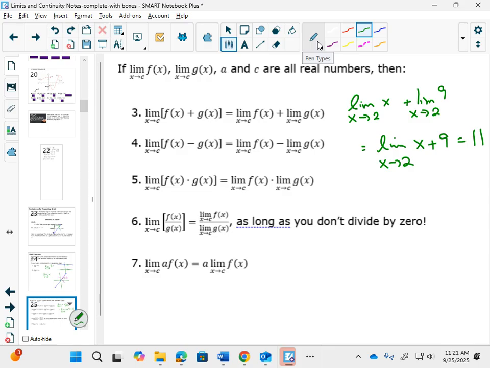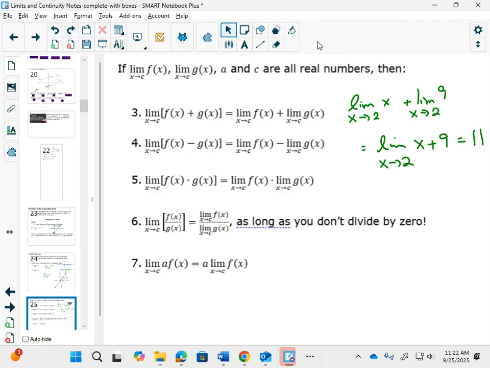Limits you're allowed to break up. You're not ever going to write that out. You probably just do this one in your head and get 11. But you can break them up, and sometimes that's really helpful.